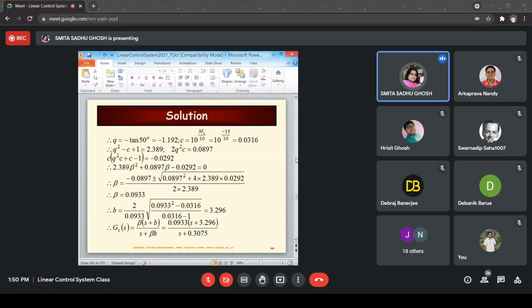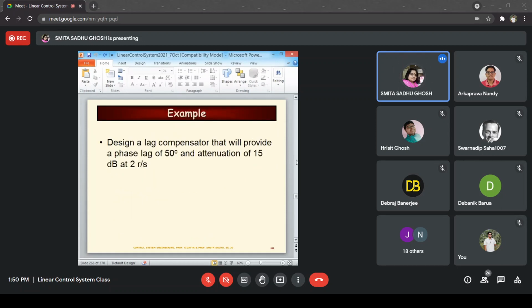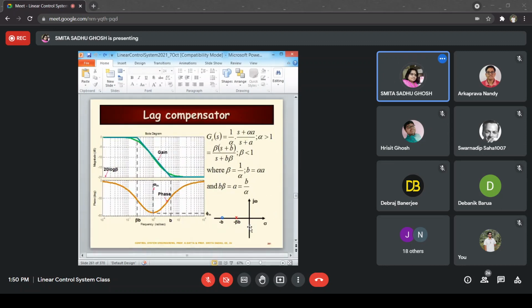Because you would be recollecting, if I just show you the pole-zero locations, this is minus b, this is minus beta b. So beta is essentially lesser than 1, right? But can beta be negative? What will happen if beta becomes negative? What will happen to this pole-zero, I mean the pole location, if beta becomes negative?